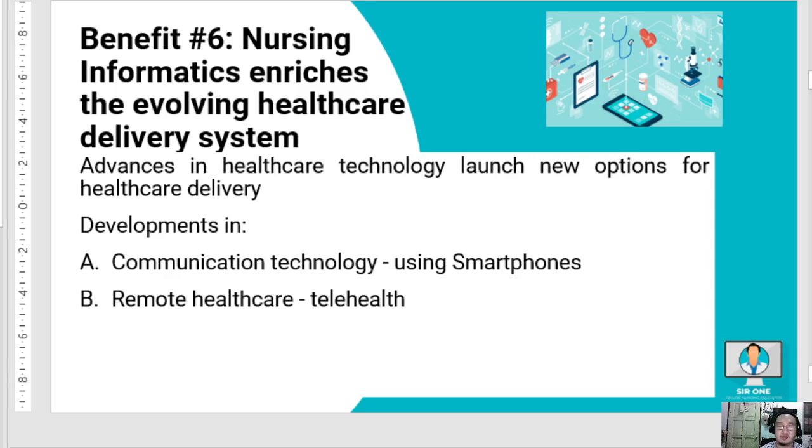You send it to the system, you send by email, the doctor replies, the patient replies. So that's how healthcare is now, digitally. So that's enriching the healthcare delivery system.